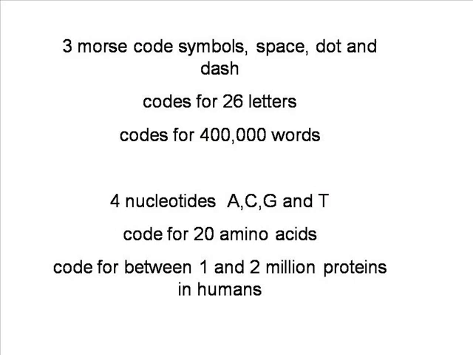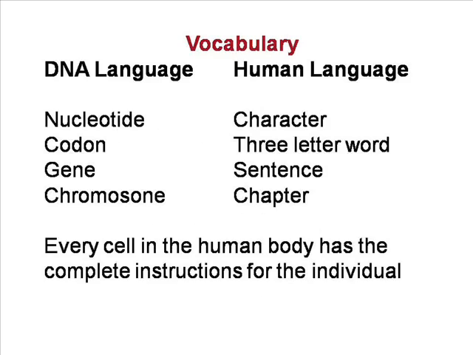Let's use another example. The Morse code has a short pulse and a long pulse, separated by a space. These can be arranged to provide the 26 letters of the alphabet. From this we can produce the 400,000 or so words of the English vocabulary. In a similar way, the 4 nucleotides code for 20 amino acids and the 1 million proteins required to construct and maintain the human body. To summarize the vocabulary of the genetic code, nucleotide is equivalent to a character, codon to a word, gene to a sentence, chromosome to a chapter.